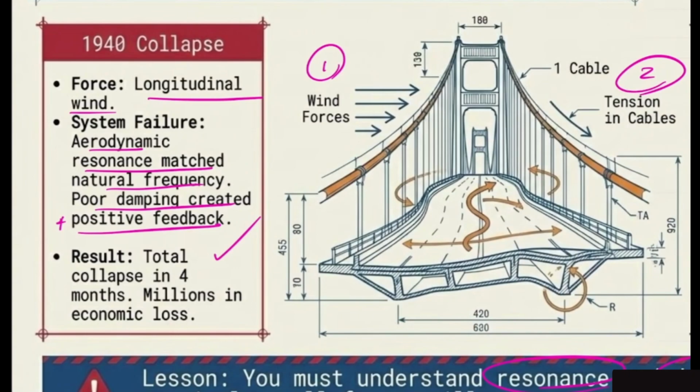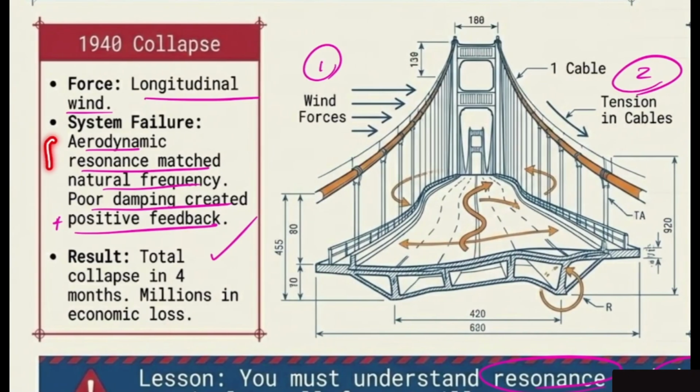What was that? The system failure: the aerodynamic resonance matched the natural frequency. So what is this? What's the natural frequency? Natural frequency, something maybe you know as omega n, is the frequency at which your physical thing, for example the swing, or whatever you have, would like to work.